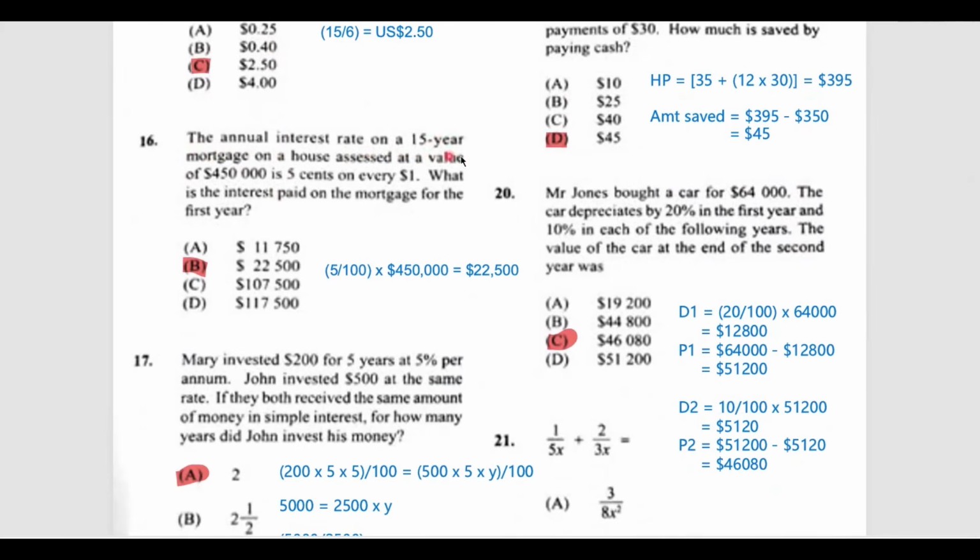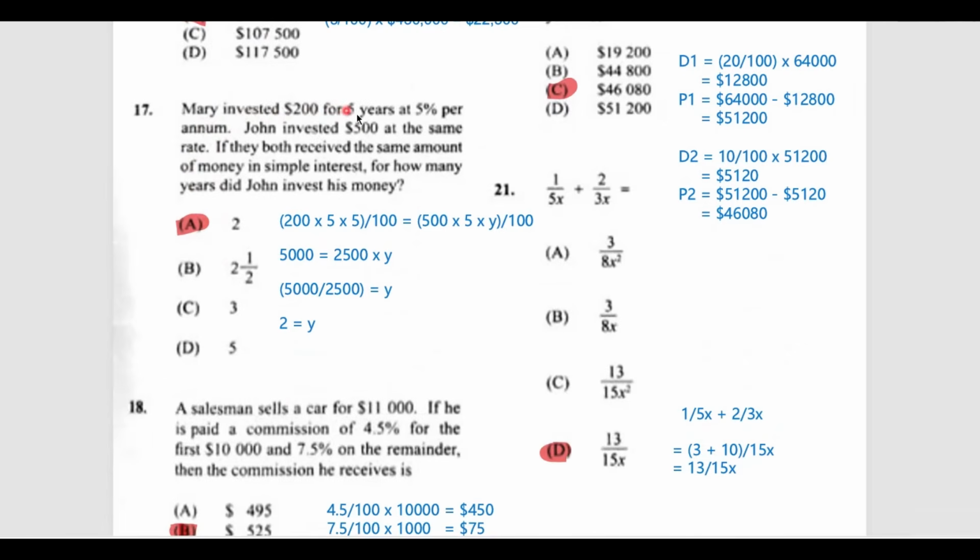Number 16, the annual interest rate on a 15-year mortgage on a house assessed at a value of $450,000 is 5 cents on every dollar. What is the interest paid on the mortgage for the first year? So all we have to do is put the 5 cents over 100 cents, not dollars, 100 cents. So it's 5 over 100 by 450,000. Cross out the two zeros, top and bottom. You'll get 4,500 by 5. Working it out, you get 22,500. That is B.